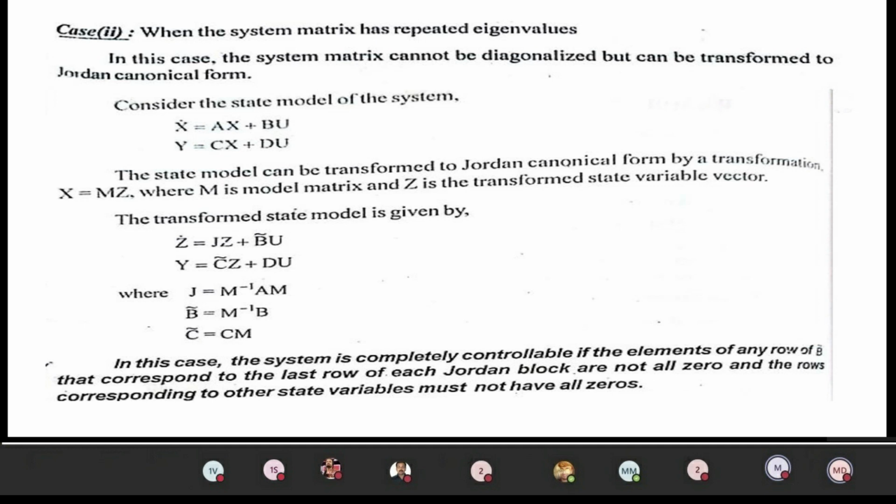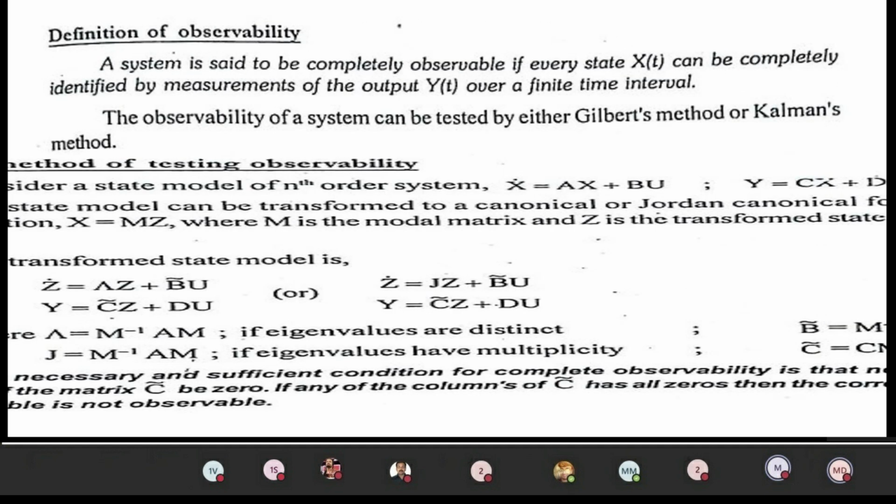So a system is said to be completely observable if every state can be identified from measurements of the output over a finite time interval. So this will be the thing. You can see the simple identification for determining the observability also.